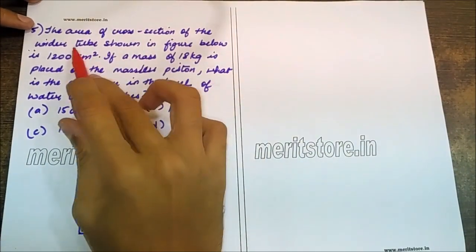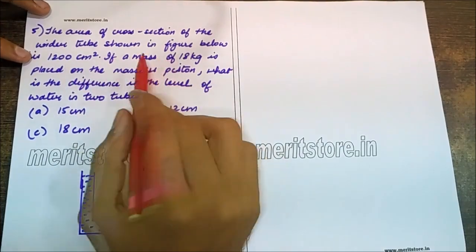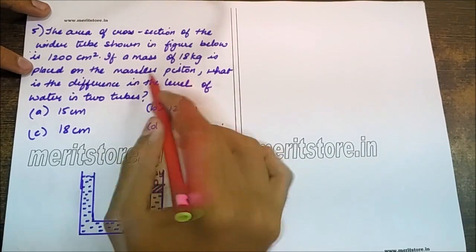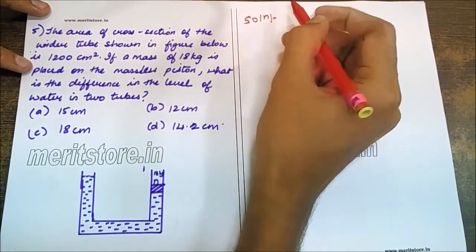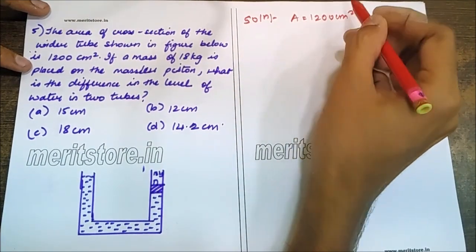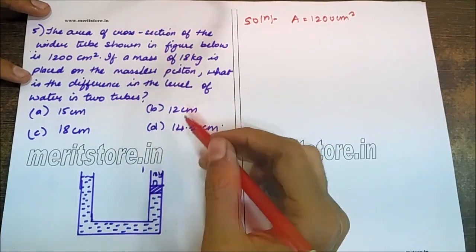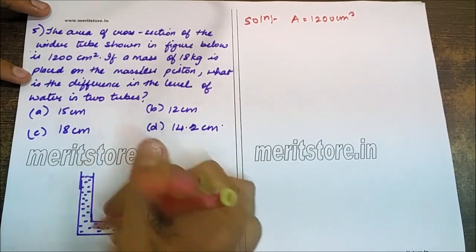The area of cross section of the wider tube shown in the figure below is 1200 centimeter square. If a mass of 18 kg is placed on the massless piston, what is the difference in the level in the tubes? Okay, so we are given the area 1200 centimeter square. If a mass of 18 kg is placed on this massless piston, what is the difference in the level of the tubes?